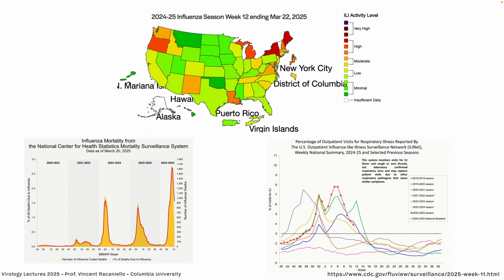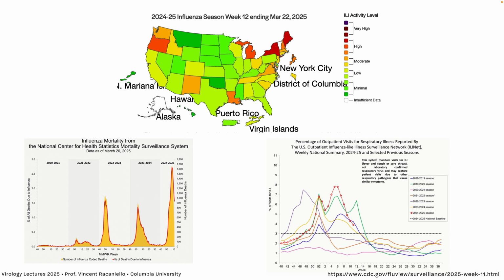You can also see on the left here influenza mortality. And this is weekly. So you have your seasonal peaks of mortality. And look, this is this year. This year was a serious year in terms of influenza mortality. We had a lot more than we have had in recent years. And then on the right, this is the percent of outpatient visits for respiratory illness, another measure of how pathogenic or how virulent the virus is.